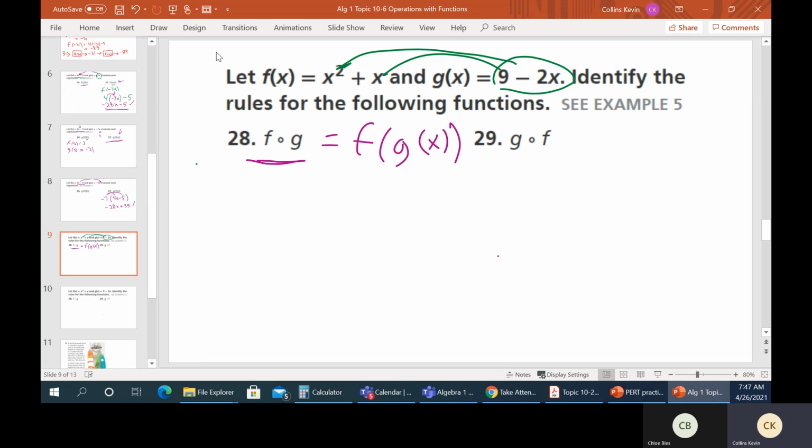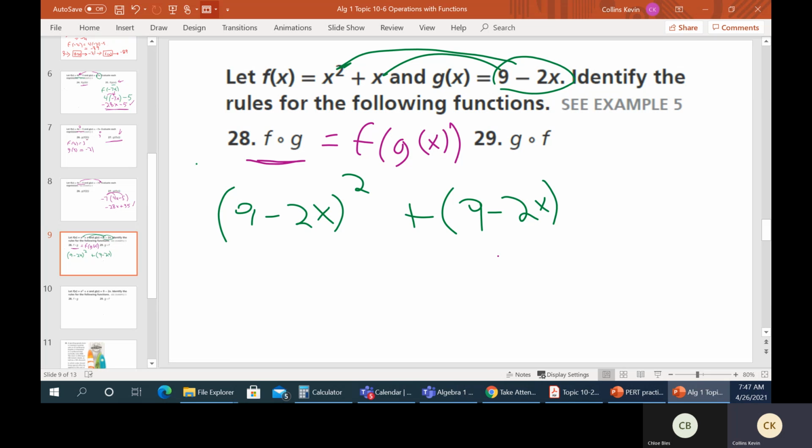Okay. So the first one, we've got x squared and then plus x. That's our f function. So instead of calling it x, we're going to call this 9 minus 2x. And we're going to call this 9 minus 2x. All right, so we've got some work to do here.